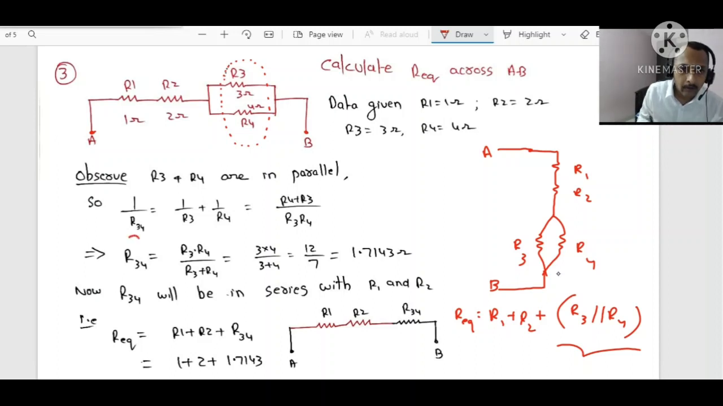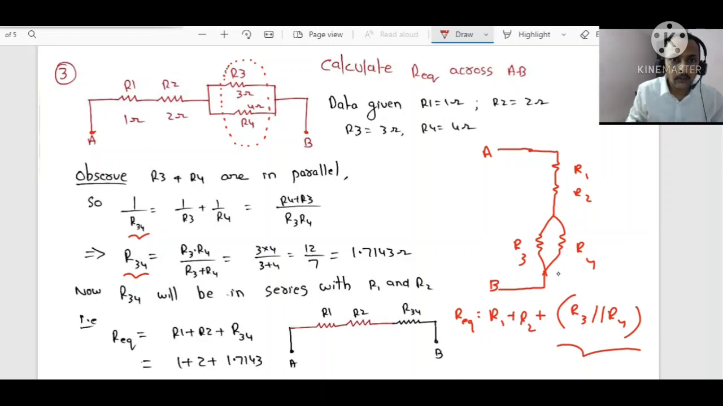I am calling that equivalent value R34, right? 1 by R3 plus 1 by R4 is simply R4 plus R3 over R3 R4, taking the LCM. But what is R34? R34 means the equivalent of these two resistors. Dear students, in this context, R34 indicates the equivalent of the third resistor and fourth resistor, right? R3 into R4 divided by R3 plus R4.